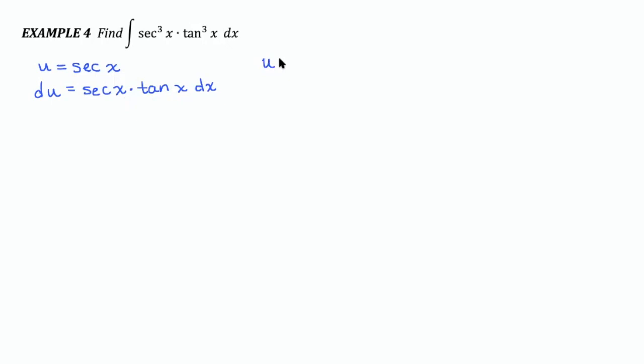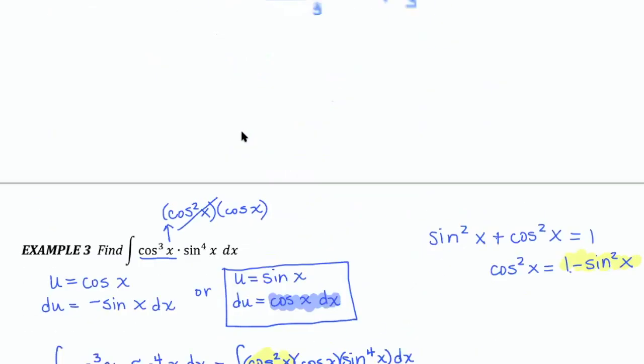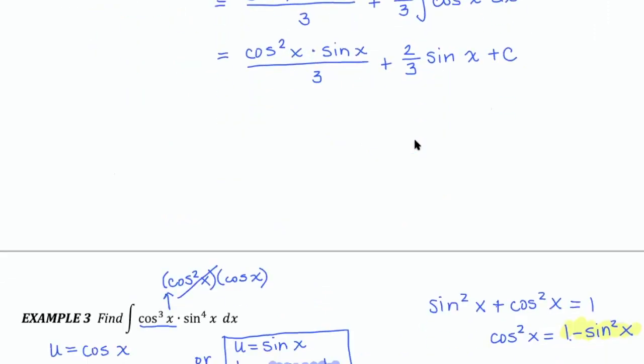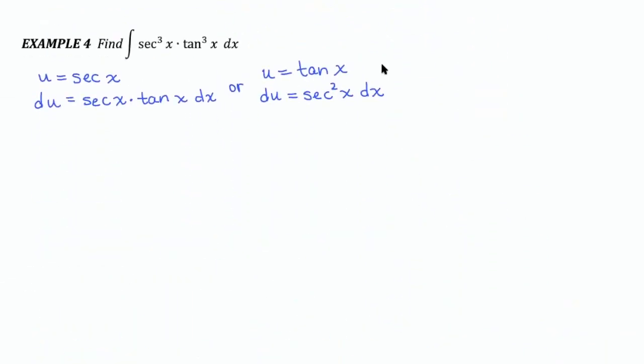Or maybe I want to think about letting my u be tangent, and the derivative of tangent is secant squared of x. So here are some substitutions that do seem like they're going to be relevant. I also, though, should always, again, consider all my tools. So going back to the helpful trig identities I gave you, there's this one. Tangent squared of x plus 1 equals secant squared of x. So I'm going to bring that into the mix as well.